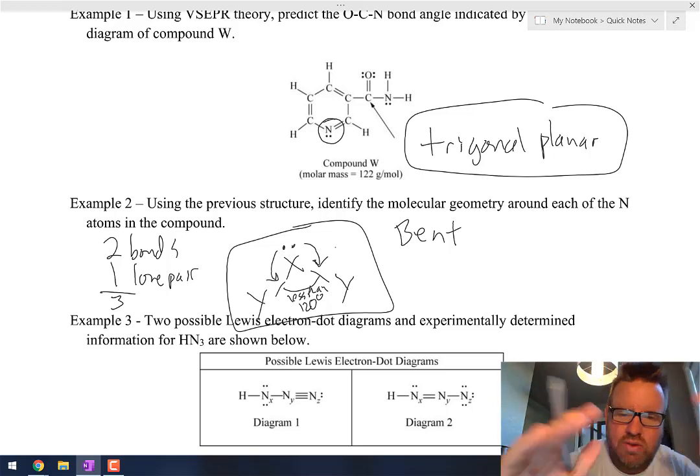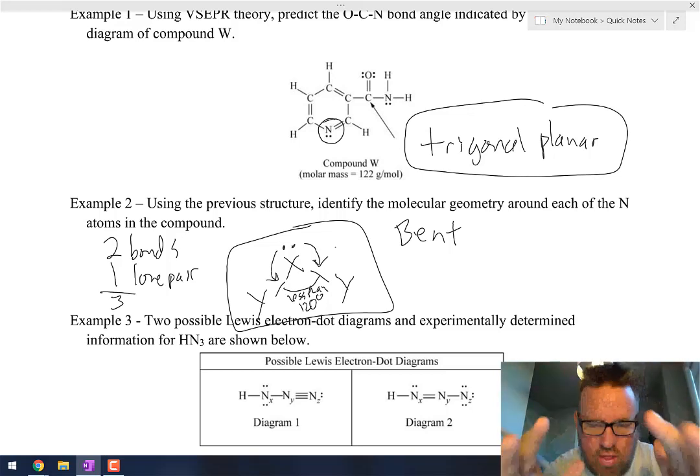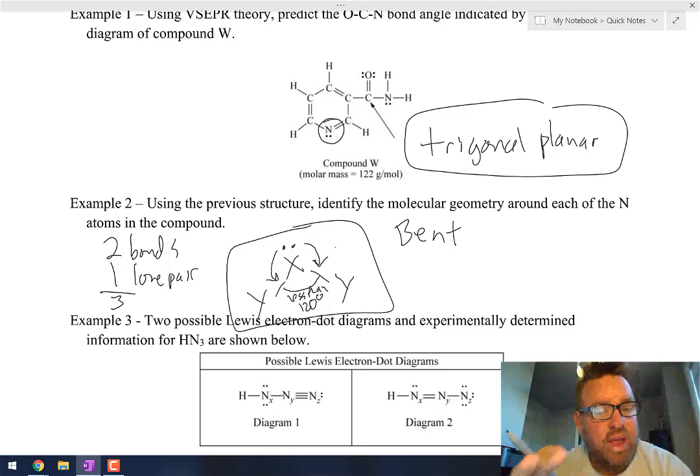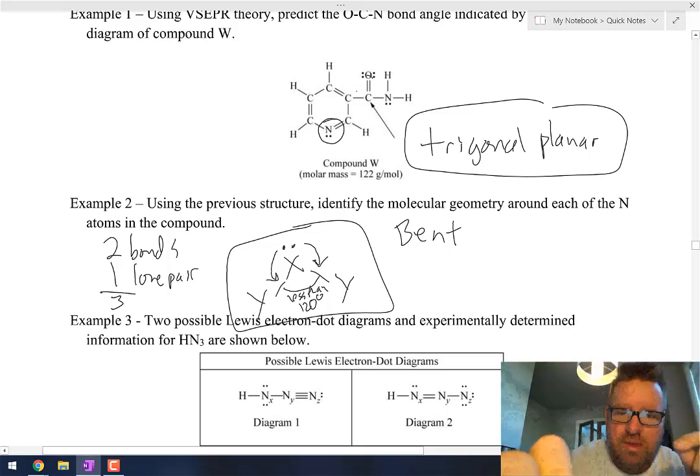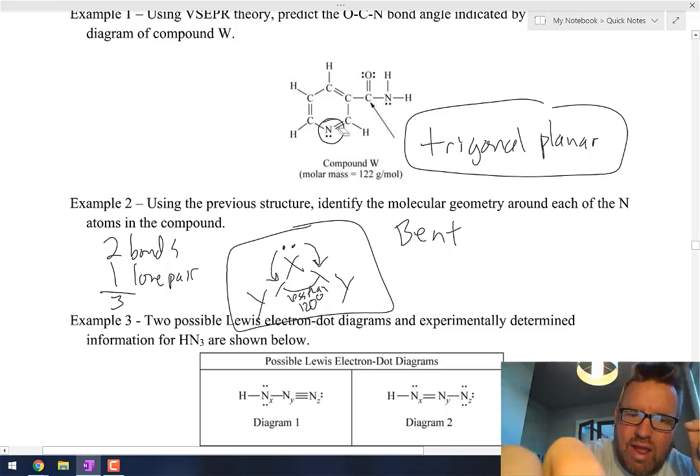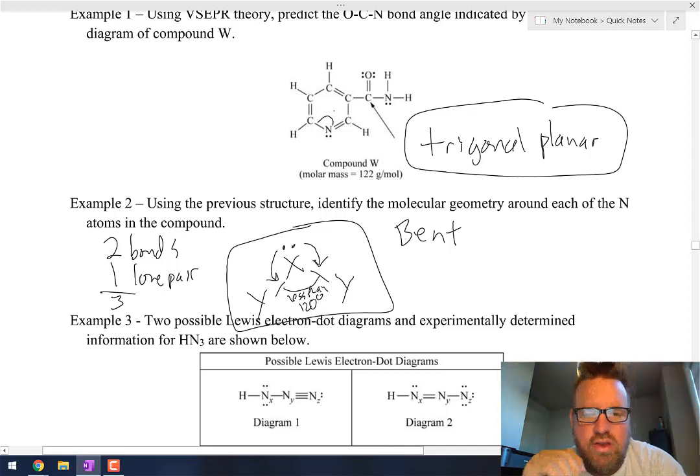So in this case, you would know that if it's a trigonal planar with all three bonds, like right here, the bond angle is absolutely 120 degrees. The bond angle here in this one would be slightly less than 120 degrees.